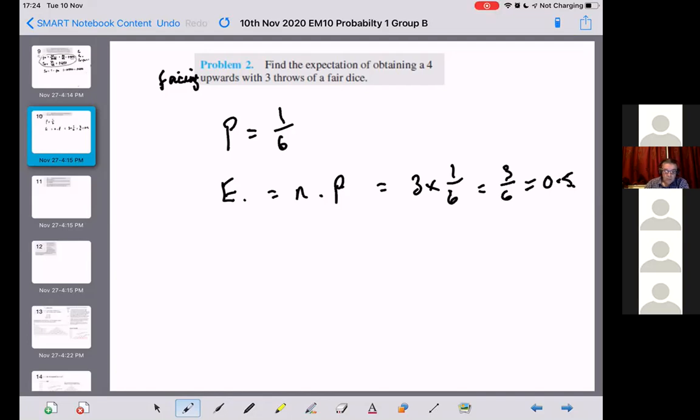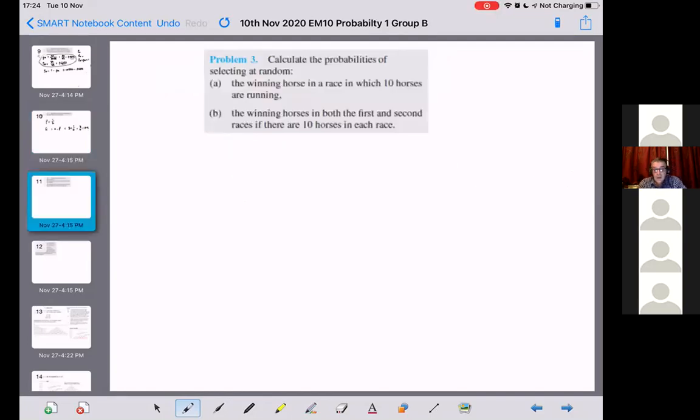Right. Move on then. Calculate the probabilities of selecting at random: A, the winning horse in a race in which 10 horses are running. And B, the winning horses in both the first and second races if there are 10 horses in each race.